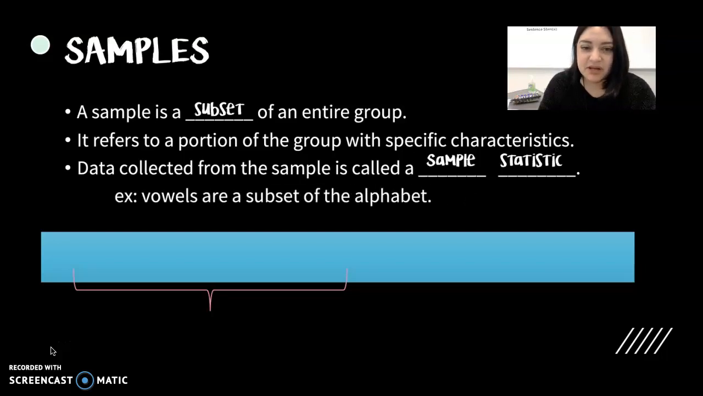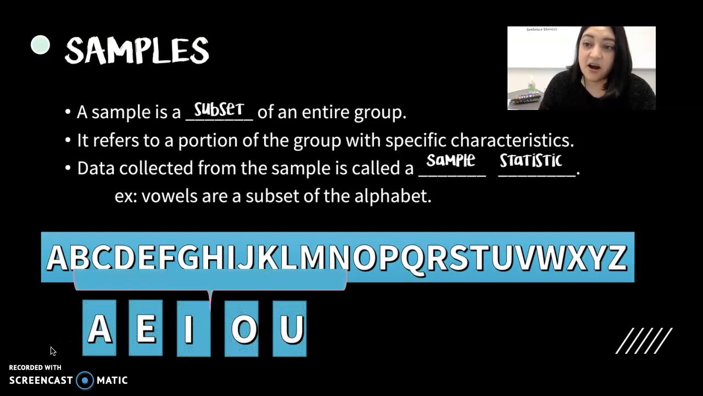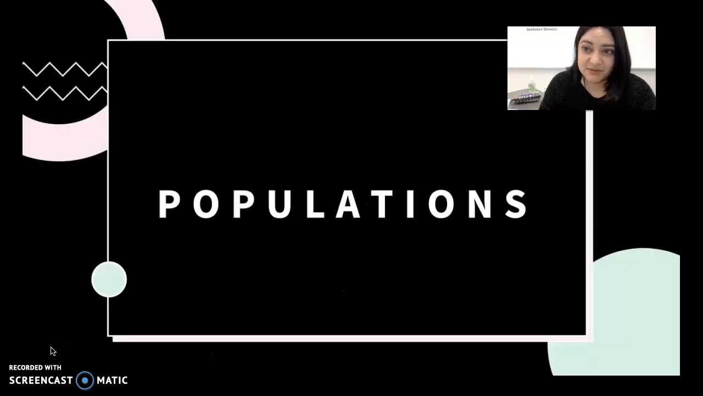Here's another example. We're talking about vowels and the alphabet. Vowels are a subset of the alphabet. The alphabet is the whole group. Vowels are the sample. So here's the alphabet, and here is our sample group, the vowels, A, E, I, O, U.